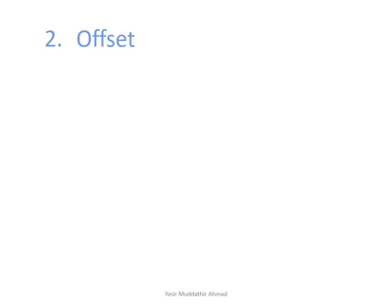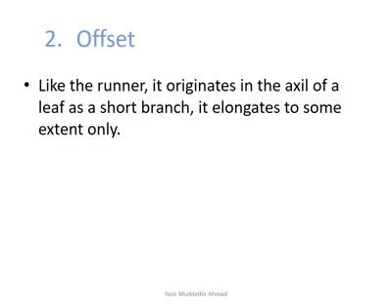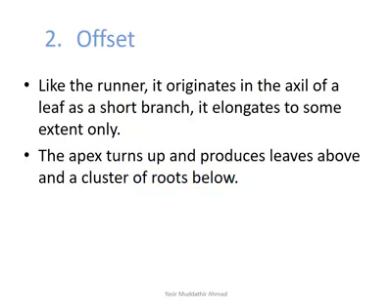The second type is the offset. Like the runner, it originates in the axil of the leaf as a short branch. It elongates to some extent only. The apex turns up and produces leaves above and a cluster of roots below. It looks like the runner, but it's shorter than the runner, but it will do the same function. It will produce a new plant, just one plant, at the end of this offset or at the end of this short branch.